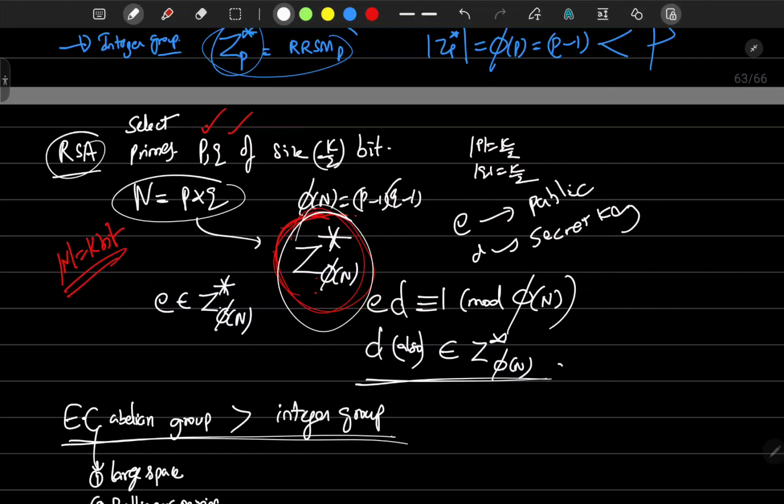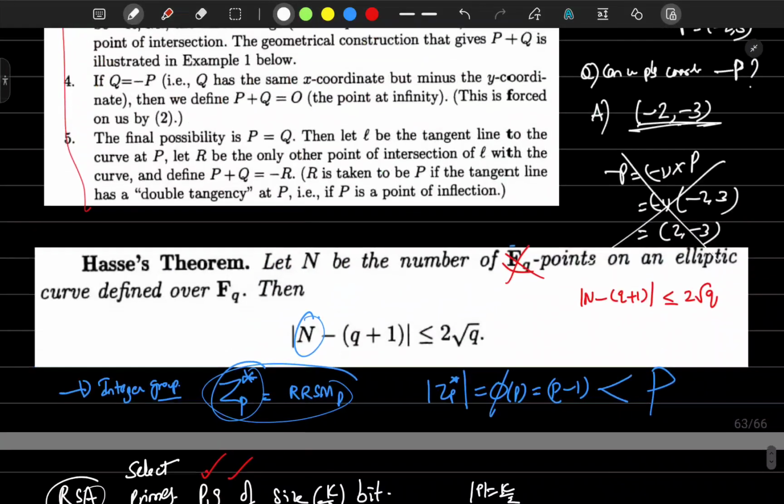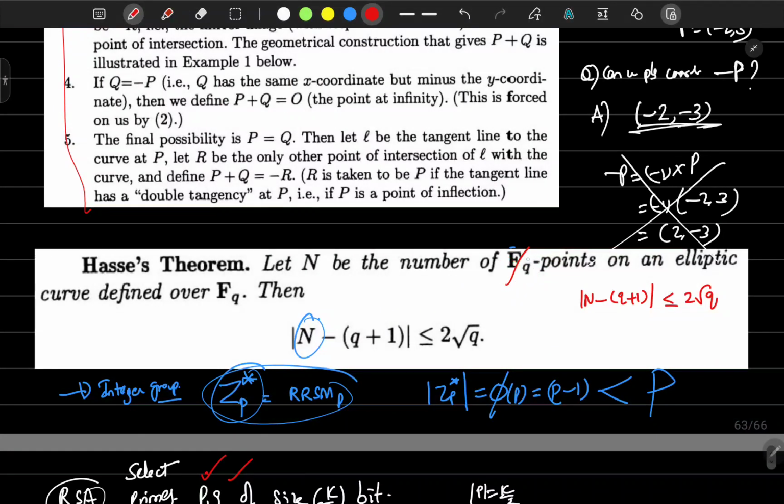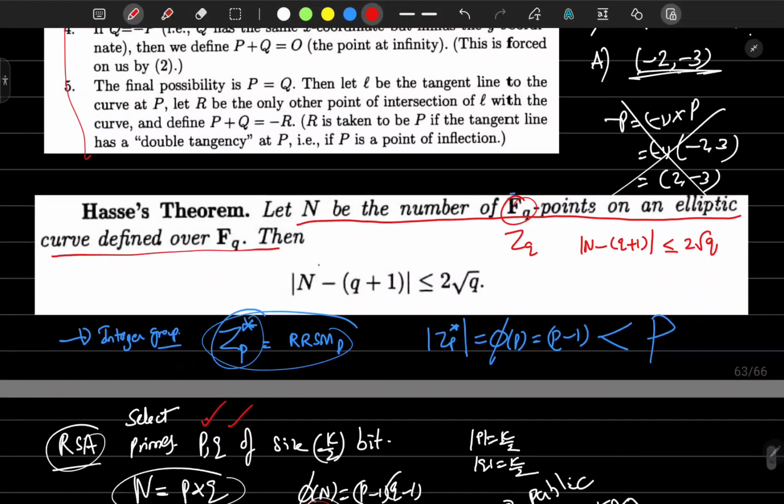So here, in the elliptic group, according to Hasse's theorem, you can think of Fq as Zq. Let n be the number of points in Zq on an elliptic curve over Zq. Zq means the integers 0, 1 and so on up to q minus 1. In general the set mod Zq has size q, but the beauty here is that in the elliptic abelian group this value will be greater than q.